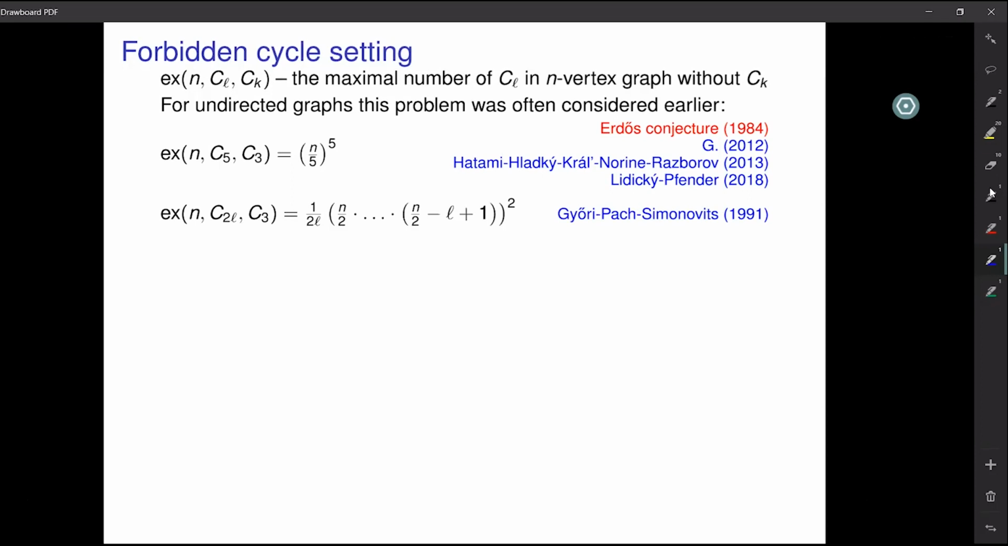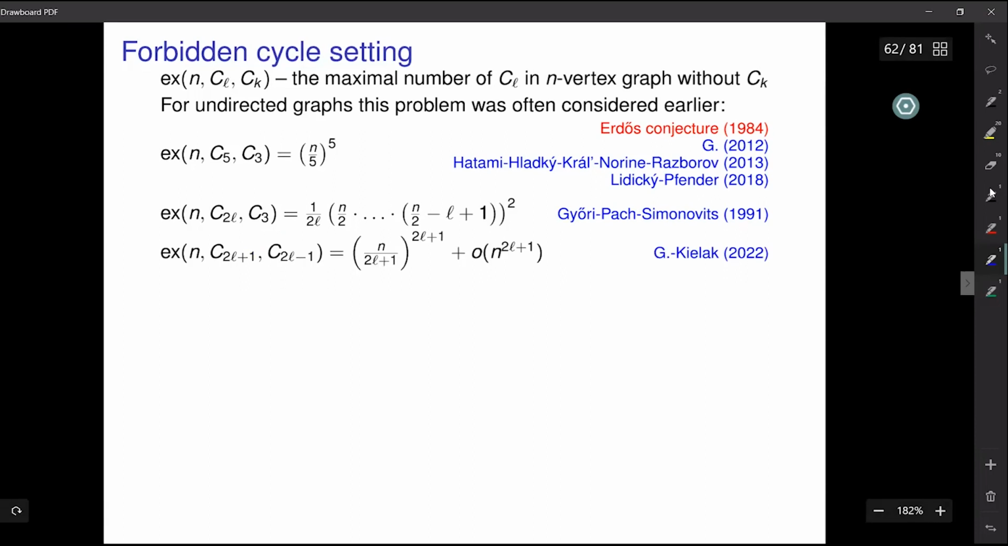Győri, Pach, and Simonovits, already in the 90s, proved that if I forbid a triangle and want to maximize some even cycle, then the best you can do is take a complete bipartite graph. And this can be generalized to forbidding other odd cycles. So if you want to maximize an even cycle and you forbid an odd cycle, then a complete bipartite graph is the best that you can hope for. And recently with my PhD students, we generalized this Erdős pentagon conjecture to higher values of cycles that differ in length by at most 2.